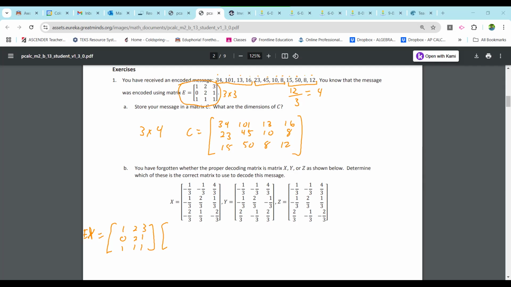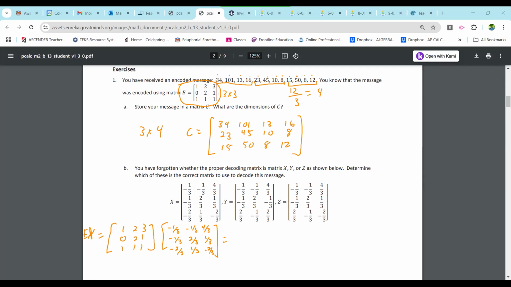You're welcome. Negative 1/3, negative 1/3, 4/3, negative 1/3, 2/3, 1/3, negative 2/3, 1/3, and negative 2/3. Now, I'm going to multiply this out. Do I have to do the entire math? Once I get an error, like it doesn't give me the identity, can I just stop there? Yes, that's what we're going to do. We're going to do it until it doesn't become what we want it to be.